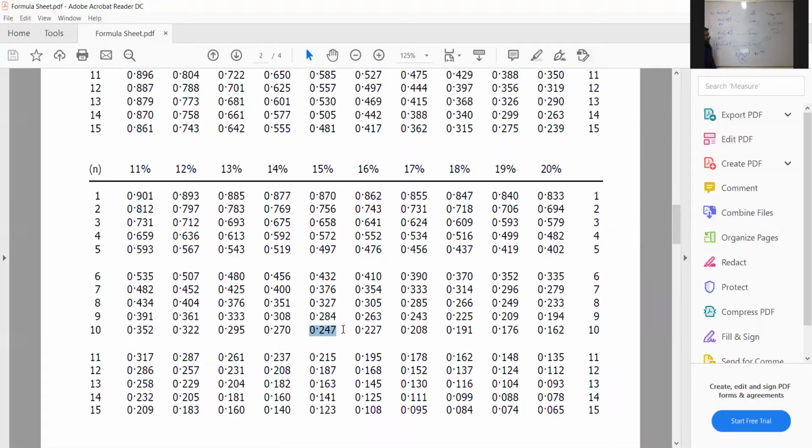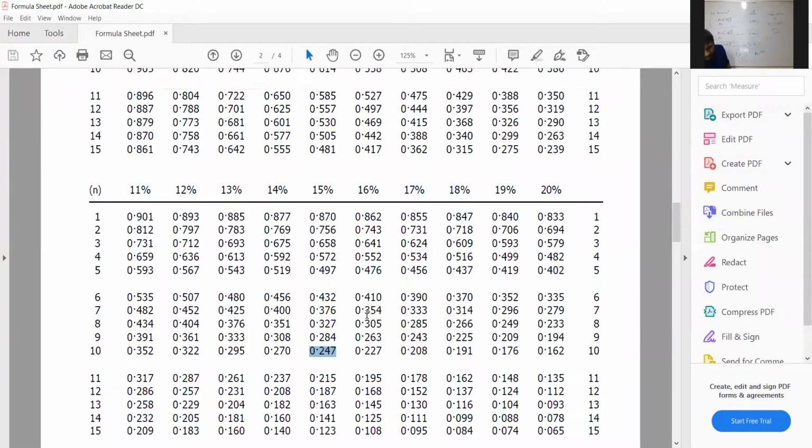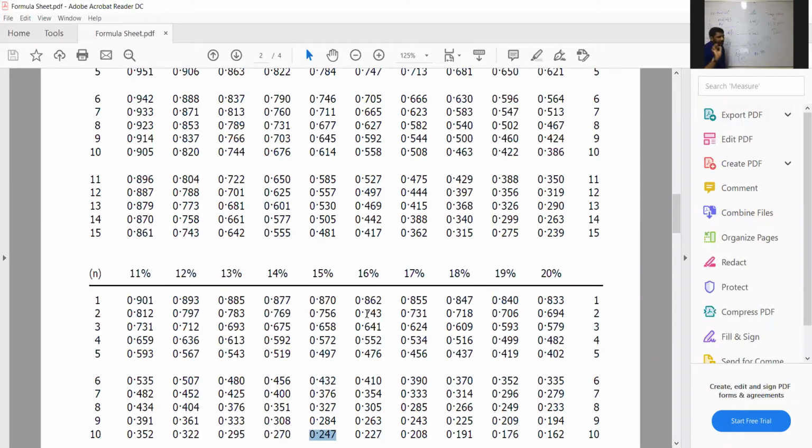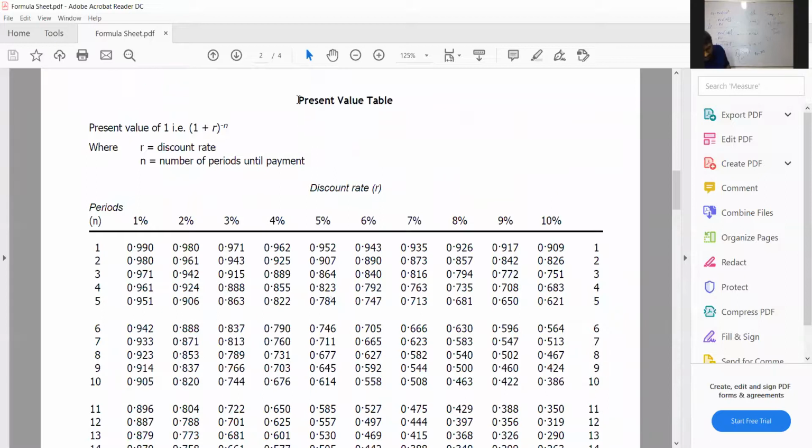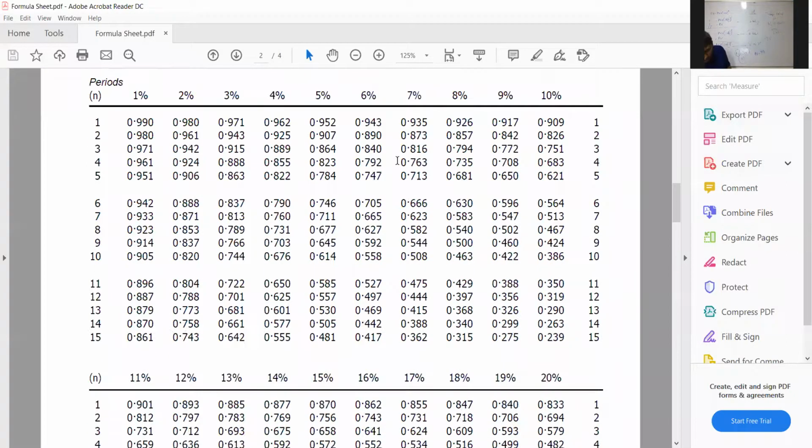Then you tell me, guys, if you are getting $1 after 8 years, if your rate is 6%, what is today's value of that $1? Quickly tell me. Guys, it's not the annuity table. You have to use the present value table. Here I have given you the present value table. You have to use that. How much is that?